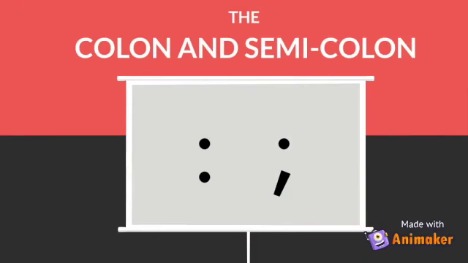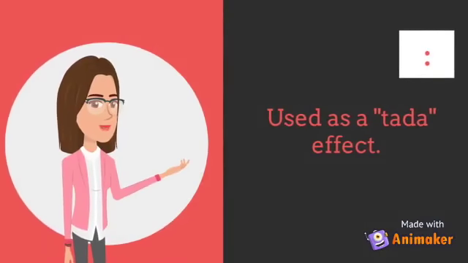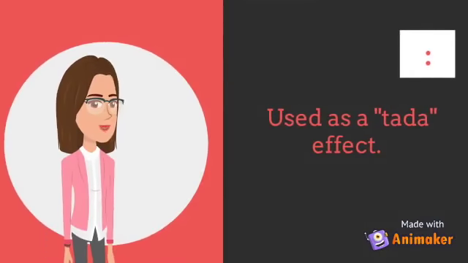Let's start off with the colon. To simplify, it is most used as a ta-da effect. It has a setup, and then after the colon is the ta-da. So by example, a magician will prepare for his magic trick, will convince the public that there is something that's going to happen, and then he will pull the rabbit out of the hat, which would be the ta-da.